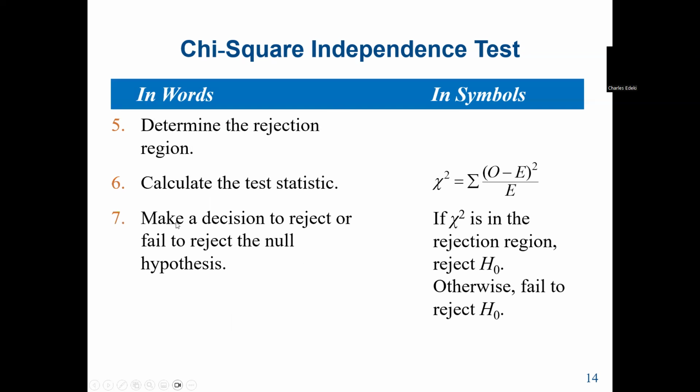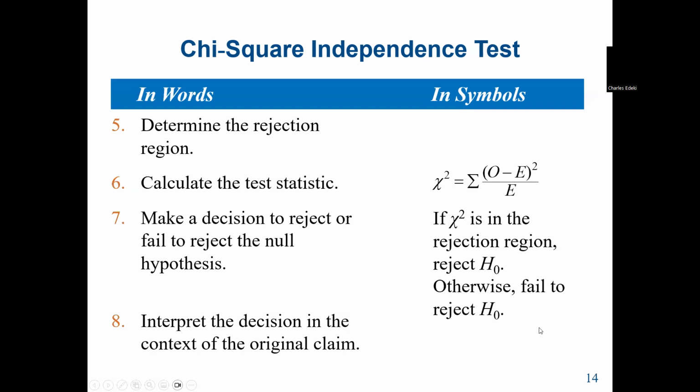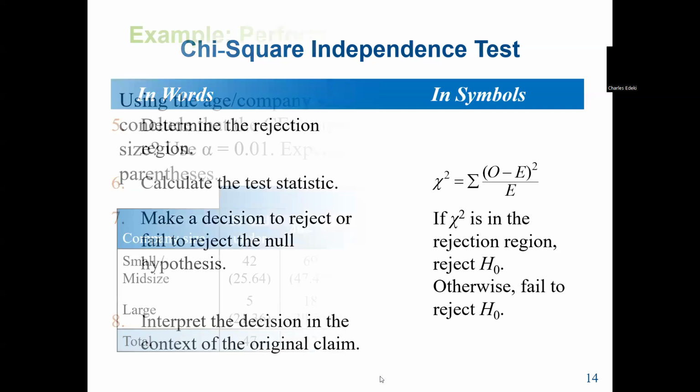Now we can make a decision to either reject or fail to reject the null hypothesis based on whether the test statistic value is in the rejection area or not. So if the chi-square is in the rejection region, we reject H0, otherwise we fail to reject H0. Then we interpret the decision in the context of the original claim.